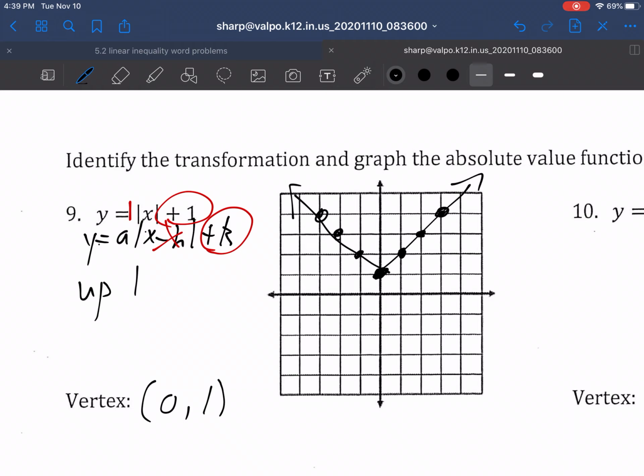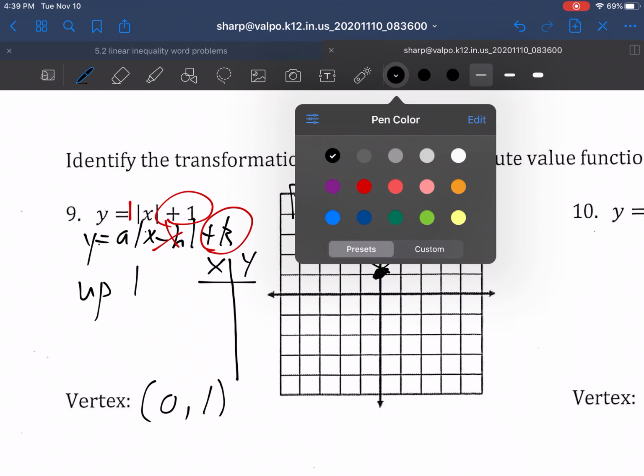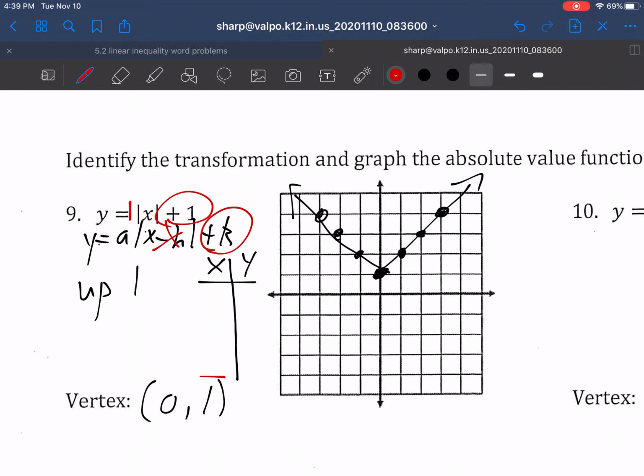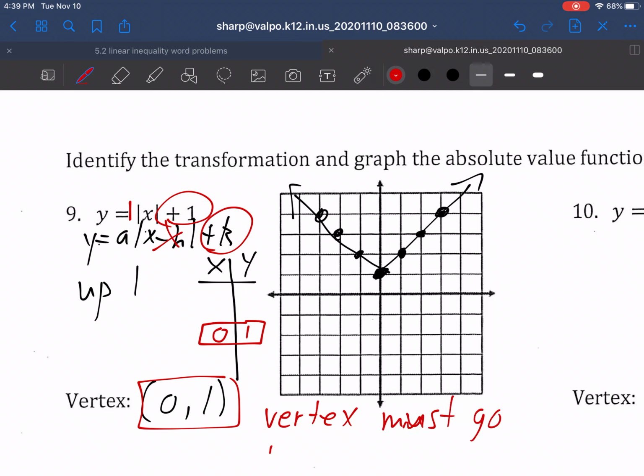The other thing you guys could do if you absolutely want to is throw a table together. You don't have to, but if you are going to, please make sure, and I talked about this in class as well, that this vertex value, 0, 1, goes right in the middle of your table. That's super, super important. I'm even going to put a note: vertex must go in the middle of your table. That is if you're making one. You don't have to, obviously.